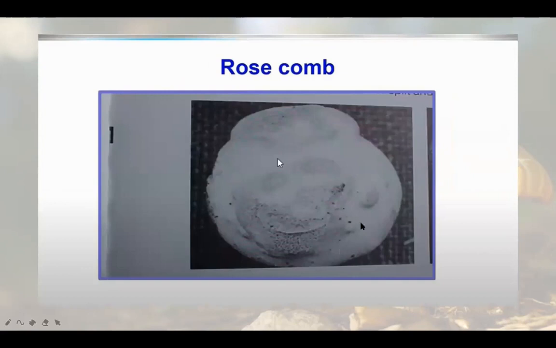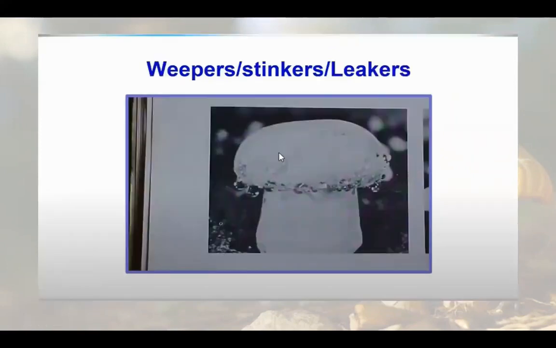This is the rose comb disease seen in mushrooms. The upper part, that is the pileus, will be seen in the form of a rose, which is called rose comb. And next are weepers or leakers. Here you can see water bubbles on the surface of the mushroom. This problem is called stinkers, leakers or weepers disease.